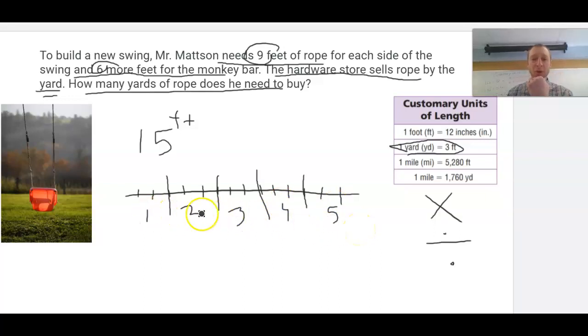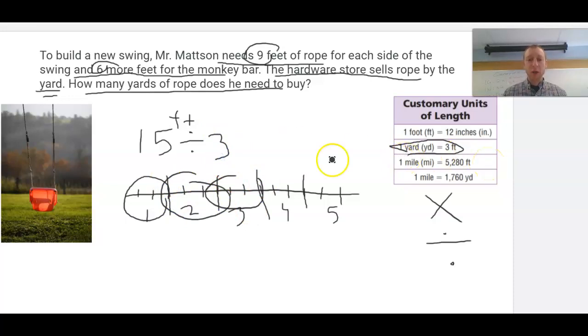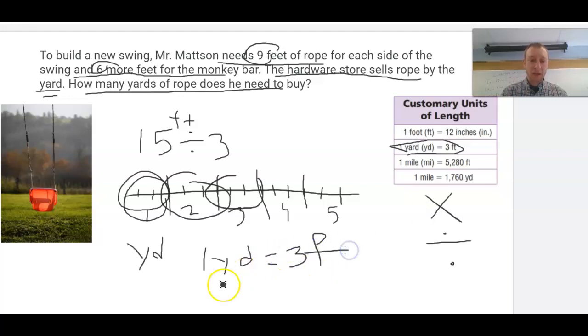Now, what did we do? Did we multiply or did we divide? We divided, right? We took our 15 feet and split it up into groups of 3 because 1 yard equals 3 feet. Each one of these groups of 3 equals 1 yard. 1 yard equals 3 feet, or in other words, 3 feet equals 1 yard, right? So in this case, we divided.